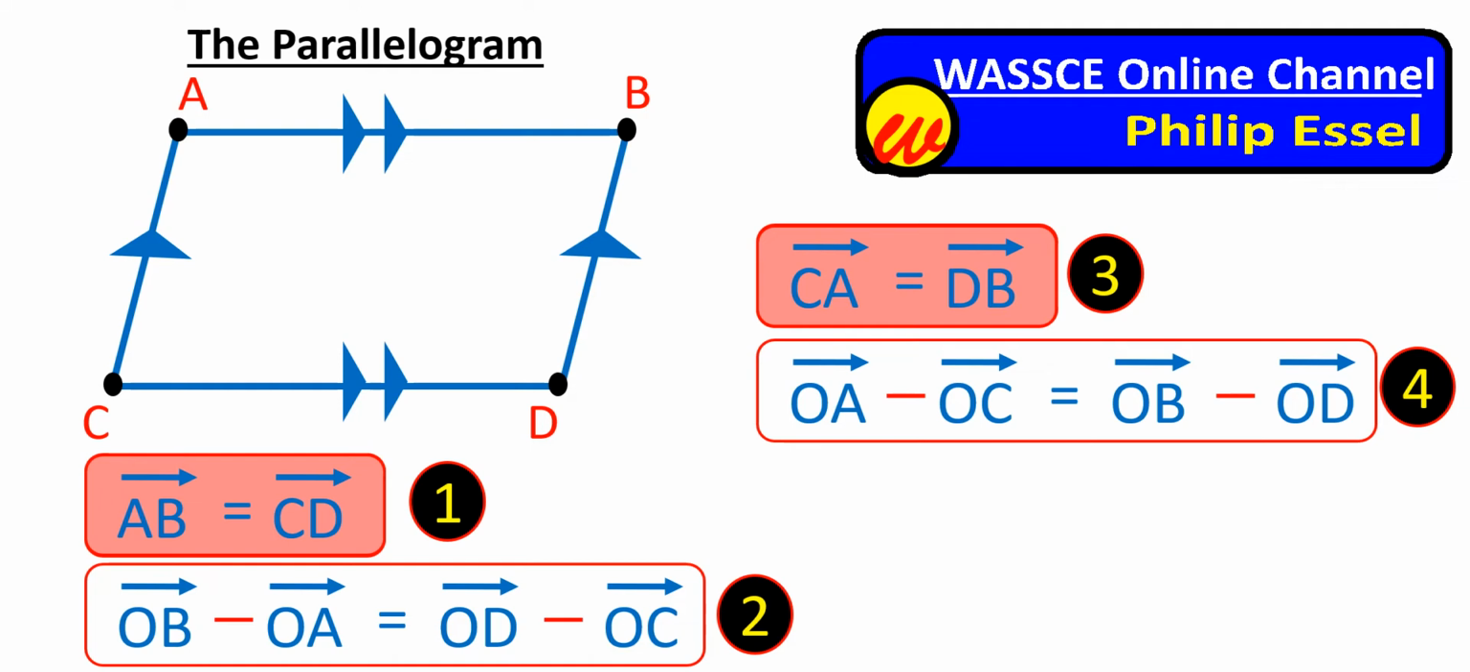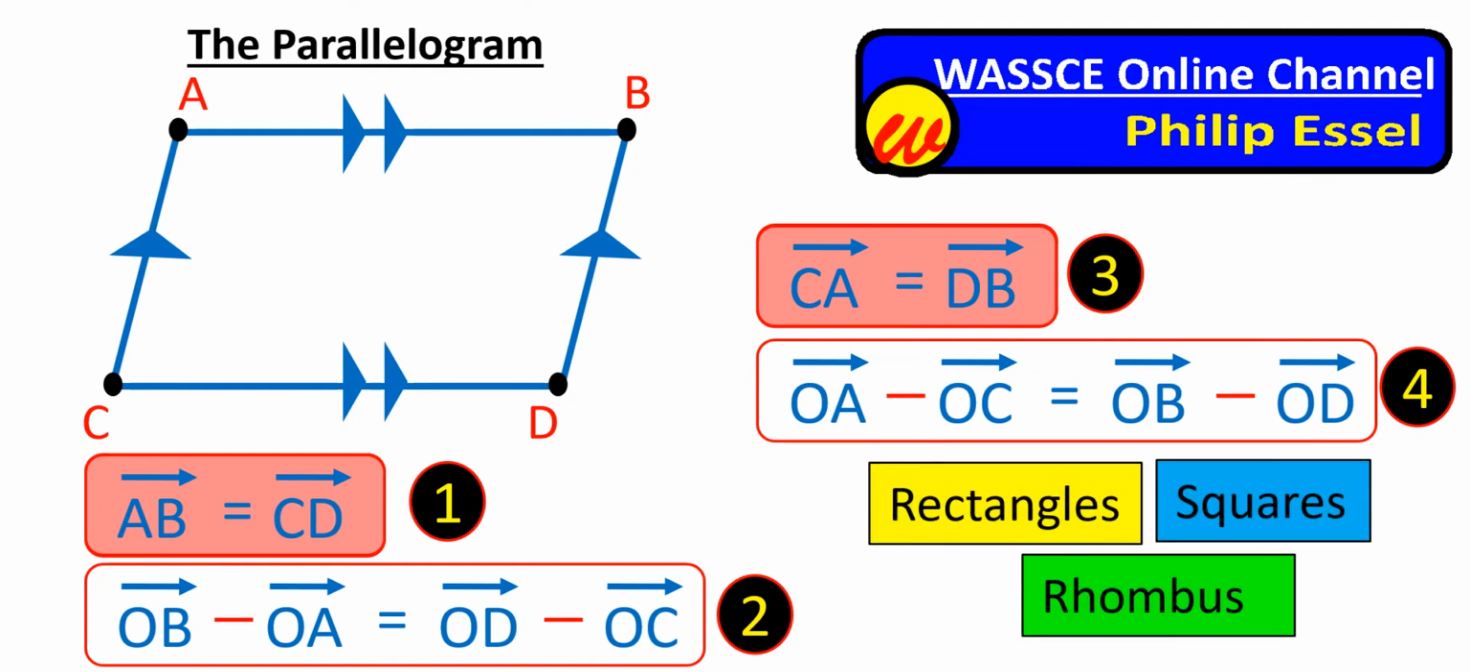Finally, let's note that these features we've just looked at also apply to the other kinds of parallelograms, such as rectangles, squares, and rhombuses. Now, let's use the concepts we've just learned to solve some examples.